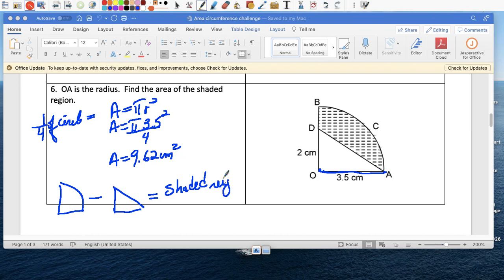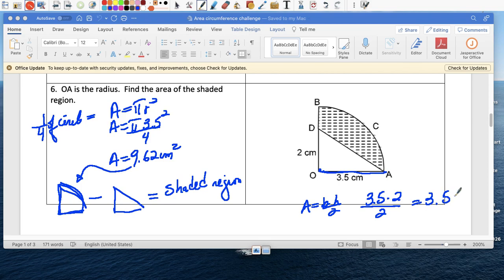Right? So think about what you're doing. We're doing a quarter of a circle, which we just found. We're going to find the area of the triangle now, and then subtract each other. So area of the triangle, base times height divided by 2. In this case, the base is 3.5, the height is 2. We're going to divide that by 2, and it's just 3.5. So the area of the triangle is 3.5 centimeters squared.